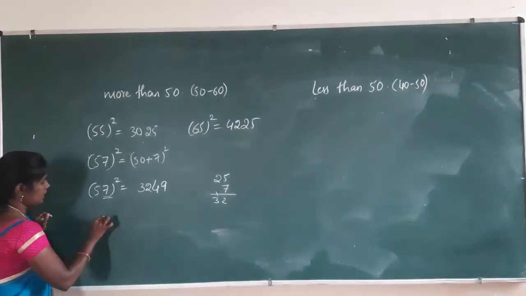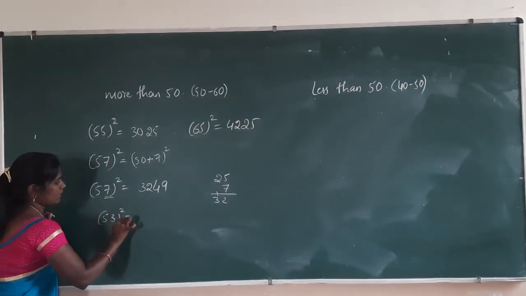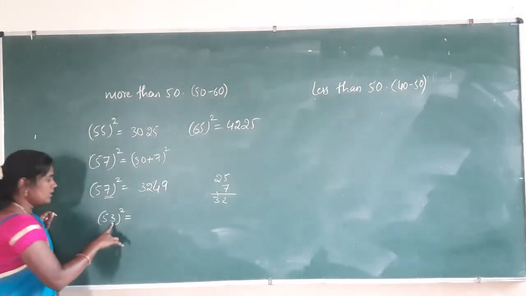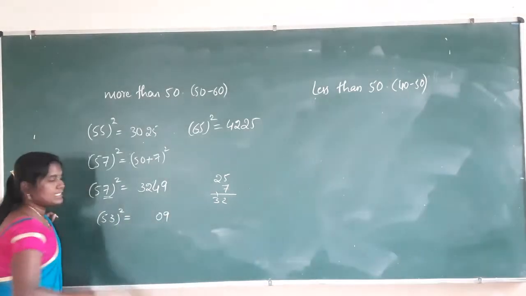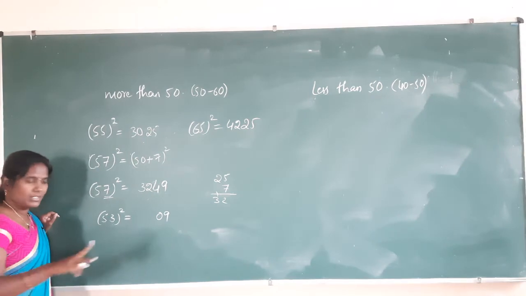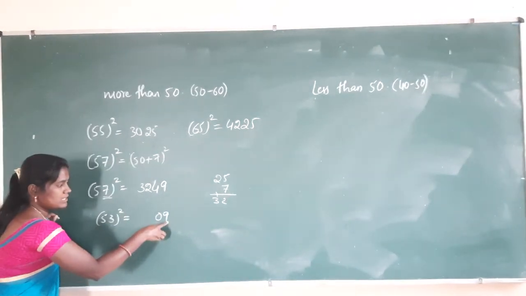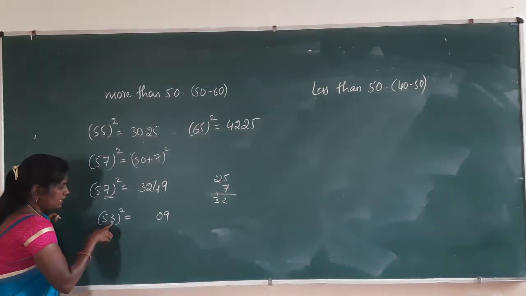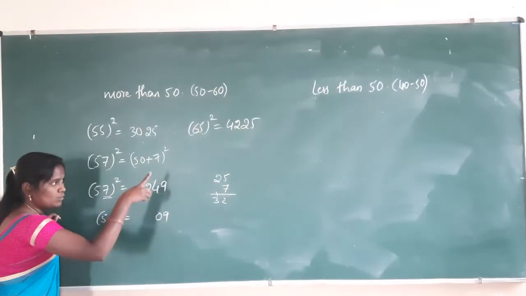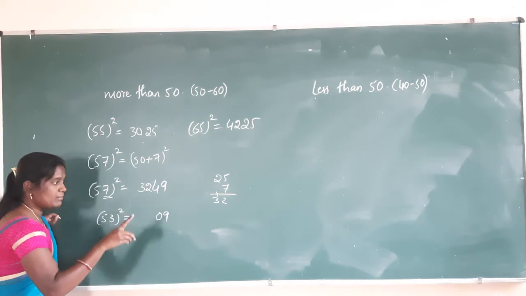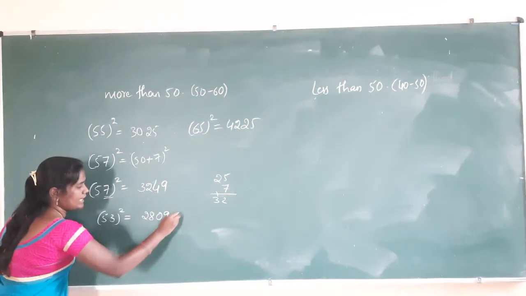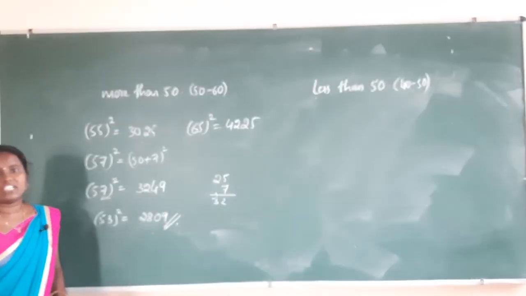If you are taking any other number, 53 square, see how to get the answer. 3 square, of course it is 9. Write it as 2 digits only. It is 09. Don't write only 9. 3 square is 9. It is 3 more than 50. So, 25 plus 3. Of course, it is 28. So, the answer is 2809.